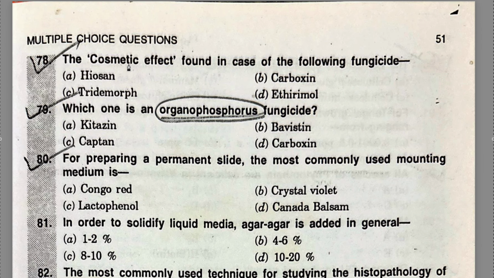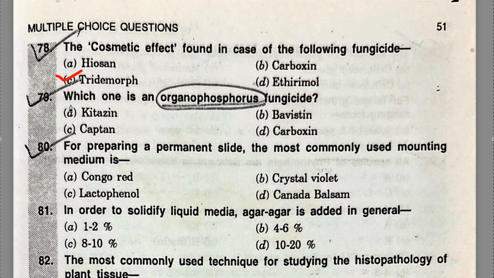Question 78. The cosmetic effect found in case of the following fungicide. Option A, Hinocen. Option B, Carboxin. C, Titamorph. D, Erythrimol. Answer is option C, Titamorph. 79. Which one is an organophosphorus fungicide? A, Kitazin, B, Bavastin, C, Captain, and D, Carboxin. They have asked organophosphorus, so the answer is Kitazin.